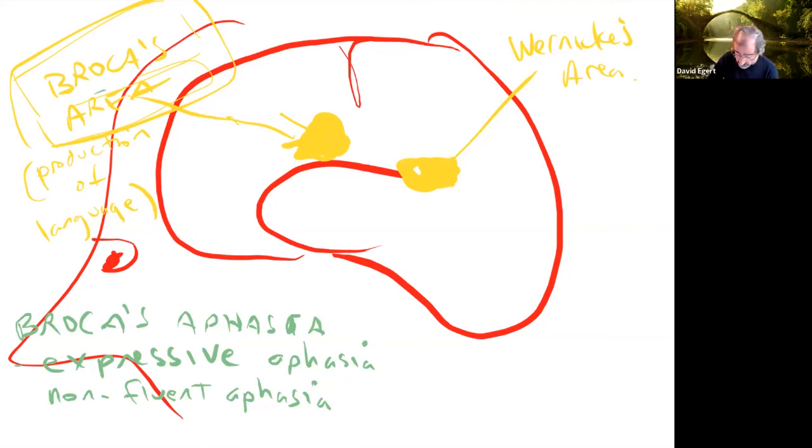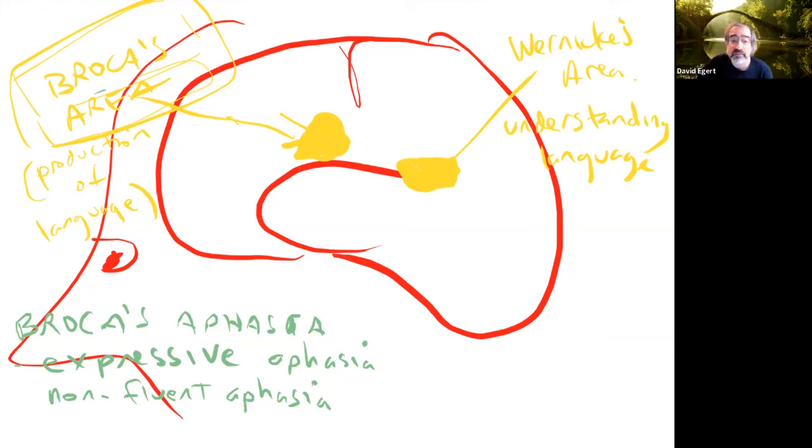Wernicke was another man who had a patient who couldn't understand. This is about understanding of language. And I should mention language is more complicated than just these two, but this is a good place to get into it.